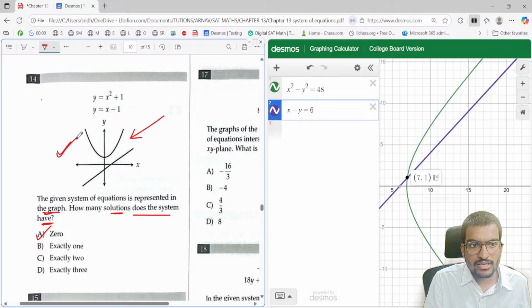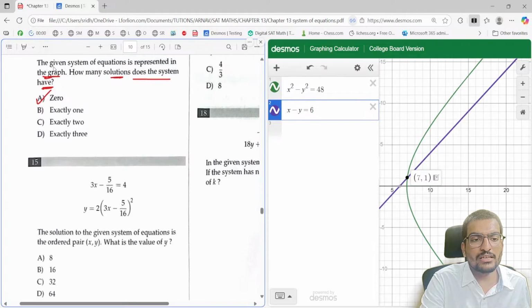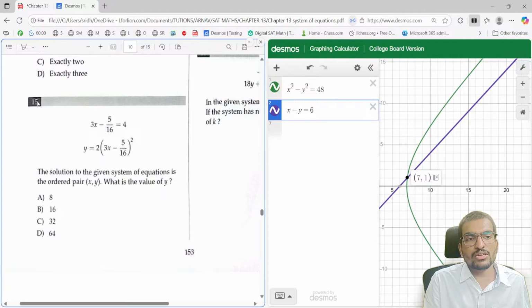The system of equations is already given in the graph. They are not meeting at any point, so no solution. If they meet at 1 point, 1 solution. If they coincide, then infinite solutions.